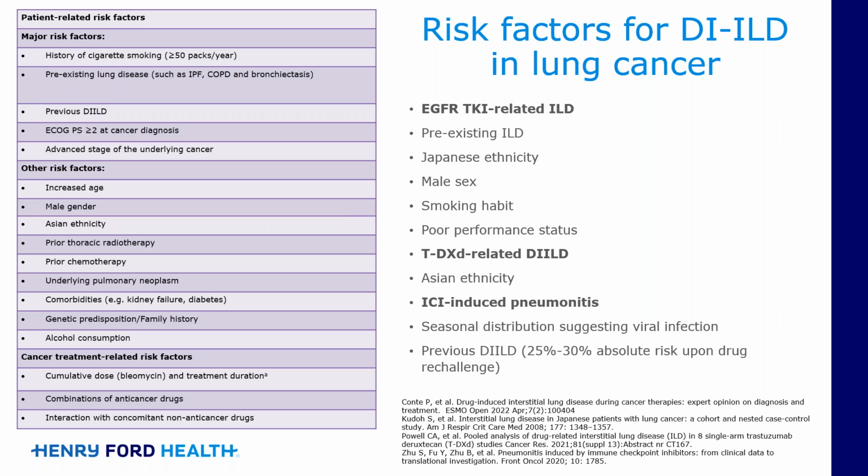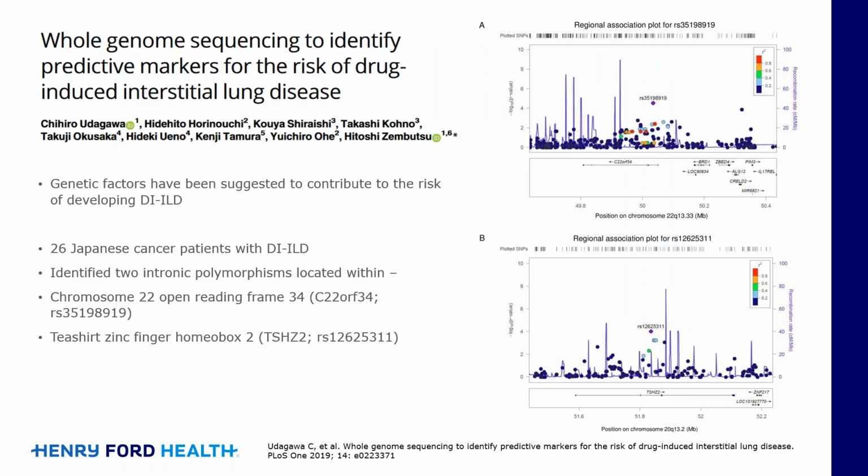And in terms of the immune checkpoint inhibitor, I think what we also saw was there is a seasonal distribution, so there may be some suggestion that viral infections may be implicated in the etiology and pathogenesis as well that has been identified.